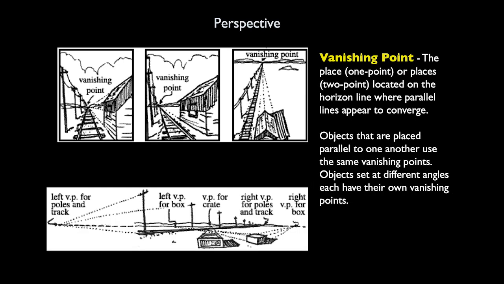So the other aspect of perspective is the vanishing point, which is very important. This is the place, or places, in the case of 2-point perspective, and these are always located on the horizon line, which is the eye level, as you remember. And this is where parallel lines seem to converge in space. So objects that are placed parallel to one another use the same vanishing points, and objects set at different angles from each other have their own vanishing points.